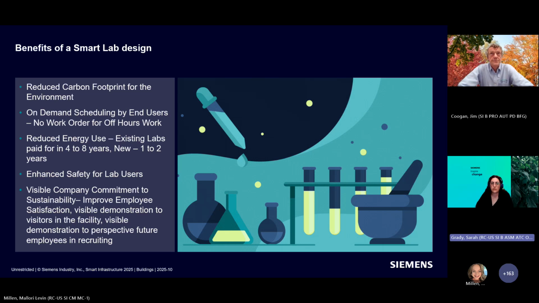So when we talk about what exactly the benefits of a smart lab are, it's all about using the technology and data to take these high energy intensity laboratories, and use the data and smart controls to reduce the energy consumption. This can include incorporating occupancy schedules or sensing, as well as hazard sensing to enhance the safety for the laboratory users. And it also reduces the energy use. Often these measures can be paid back between 4 to 8 years. And they also provide a visible commitment to corporate or client sustainability goals.